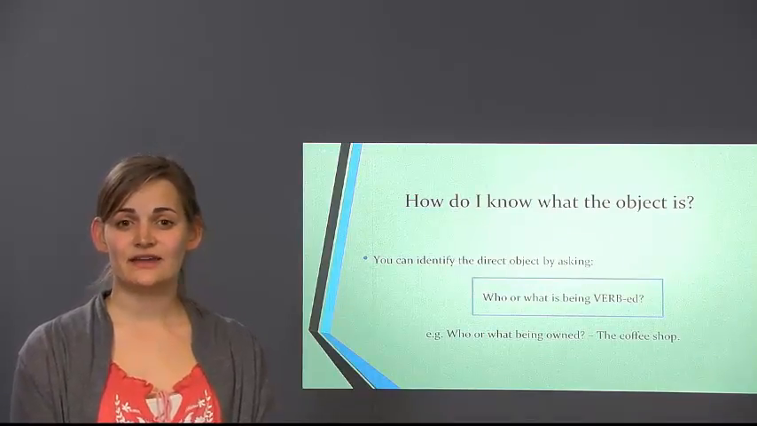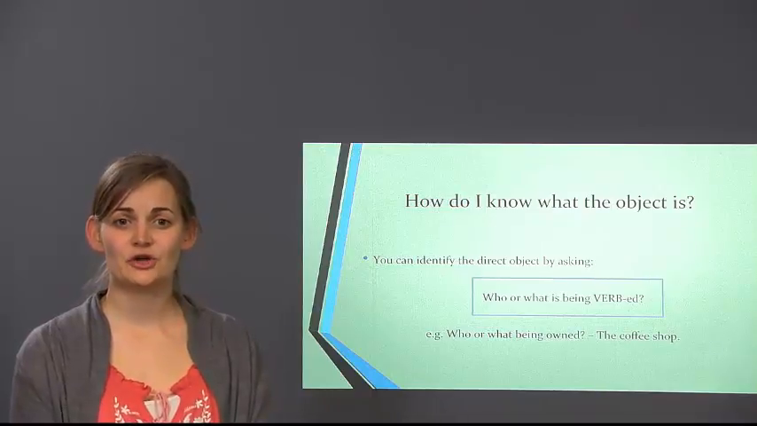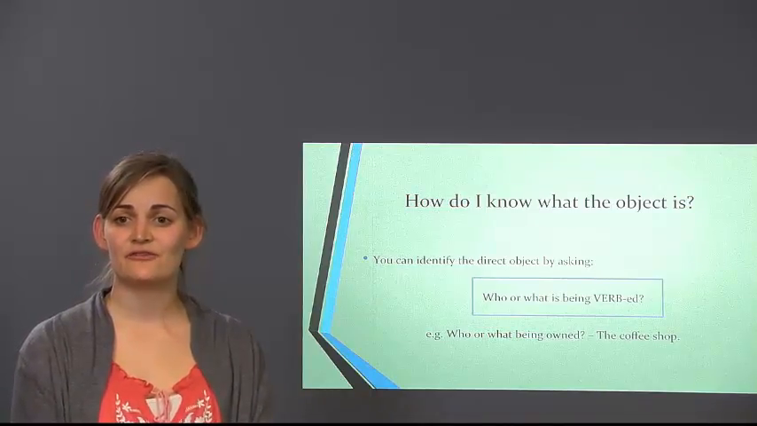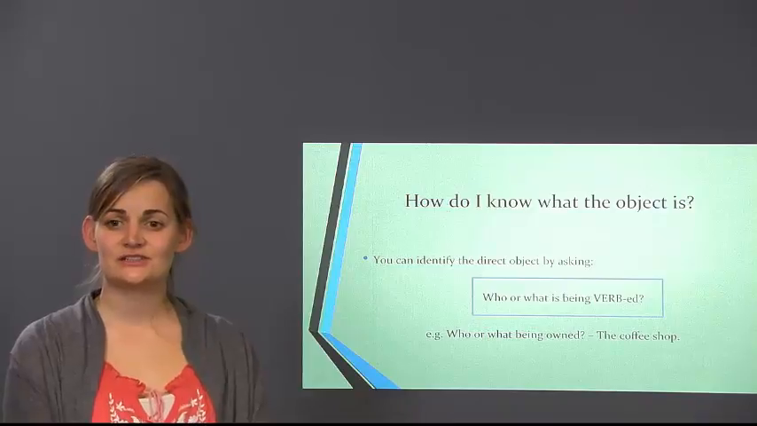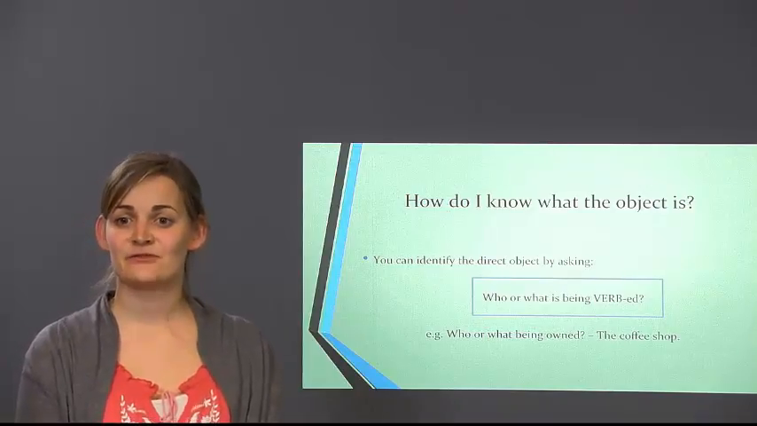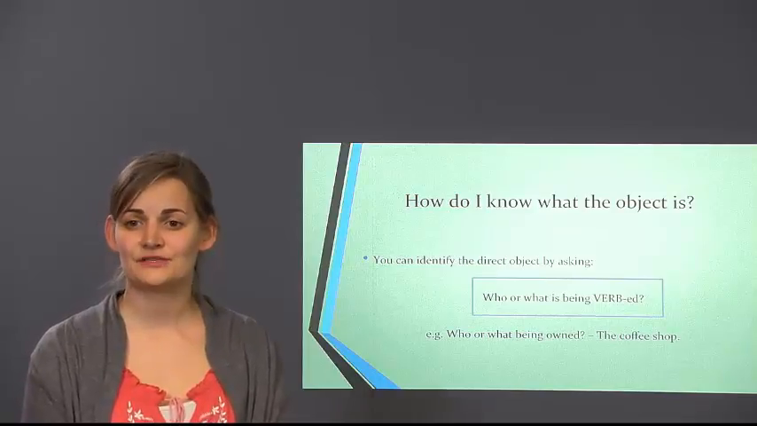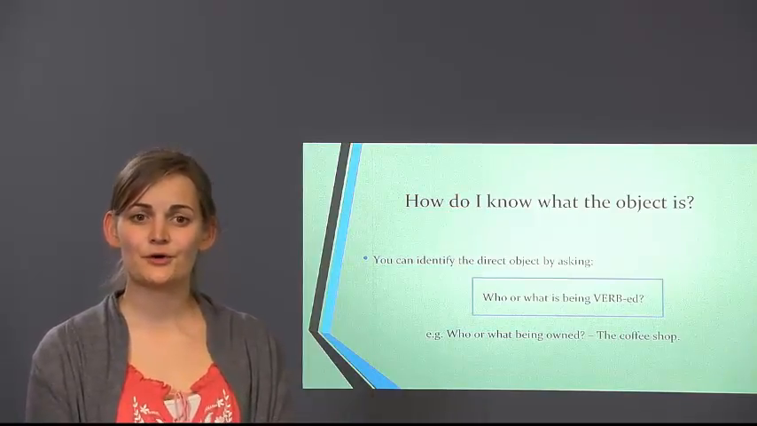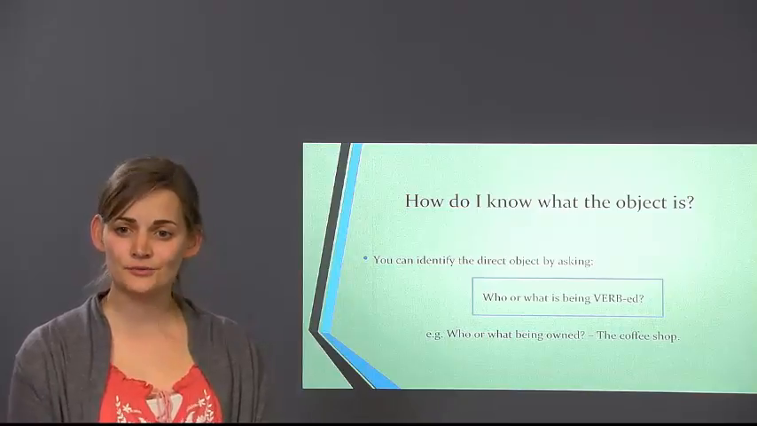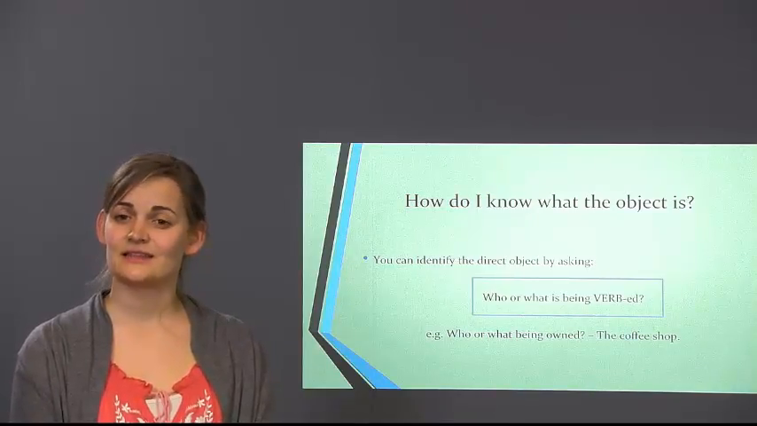Now in order to identify the object, you can apply the question, who or what is being verbed, and you insert the verb into the capitalized verb slot here. So again, for our example, the man owns a coffee shop. If you ask who or what is being owned, the answer is the coffee shop.